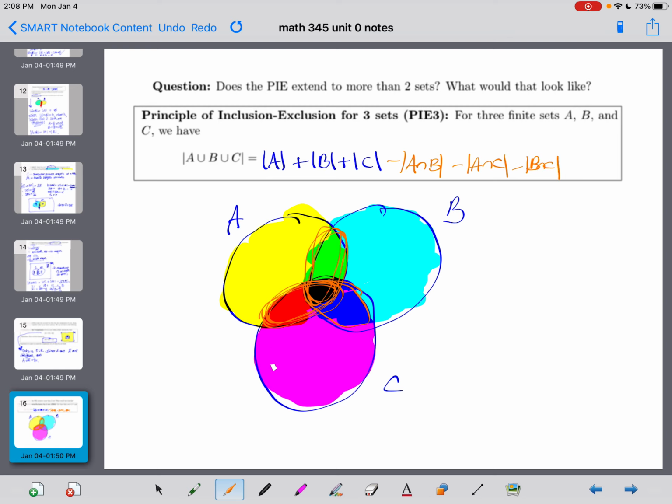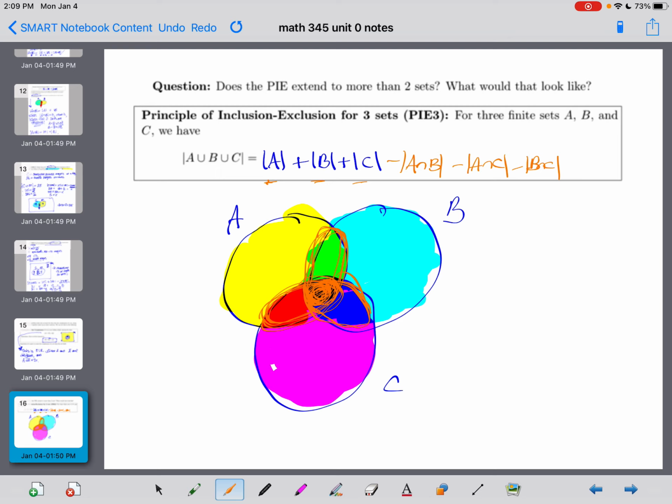Except what's happened with this middle section here? We originally added it in 3 times. However many elements are in all 3 sets, I accounted for them when I looked at the cardinality of A, the cardinality of B, and the cardinality of C. But then I subtracted those elements when I subtracted A intersect B. I subtracted them again when I subtracted A intersect C, and again when I subtracted B intersect C. So the stuff that's in the intersection of all 3 sets has now not been accounted for at all. We counted it 3 times and we subtracted it 3 times.